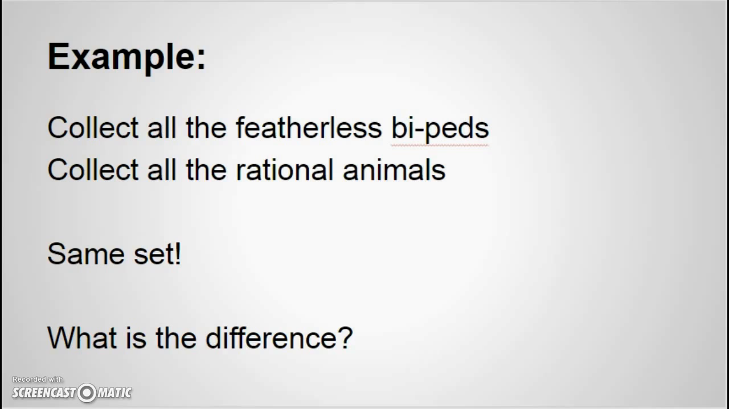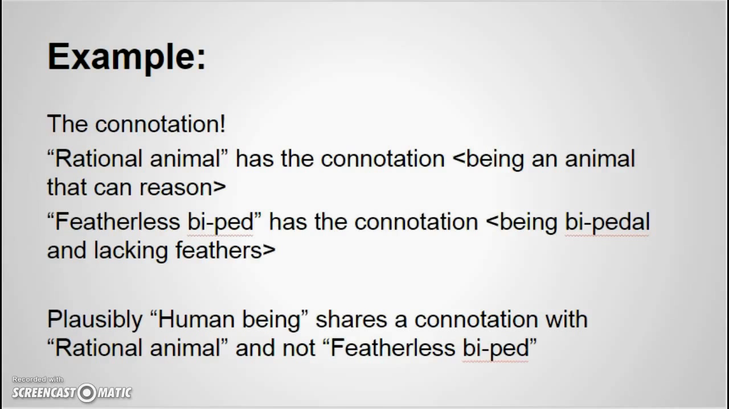But what's the difference between the two phrases, featherless biped and rational animal? Well, it's the connotation, right? Rational animal connotes the property of being an animal that can reason, whereas featherless biped has a different connotation, the connotation of being bipedal, having two feet and lacking feathers. Plausibly, the term human being, though it denotes the same set as both of these other phrases, shares its connotation only with rational animal and not featherless biped. The phrase human being doesn't mean the same thing as featherless biped, but plausibly, if Aristotle can be trusted, it does mean the same thing as rational animal.